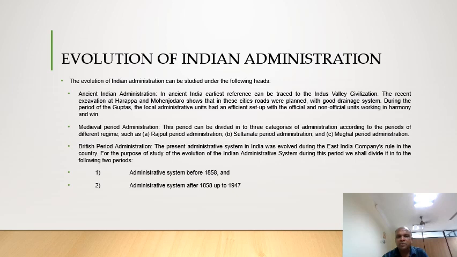The present administration system in India evolved during the East India Company rule in India, for the purpose of studying the evolution of the Indian administration system. During this period, we shall divide it into the following two periods: the administrative system in 1858 and the administrative system from 1858 to 1947. This is the major period for knowing about the evolution of the Indian administration system.